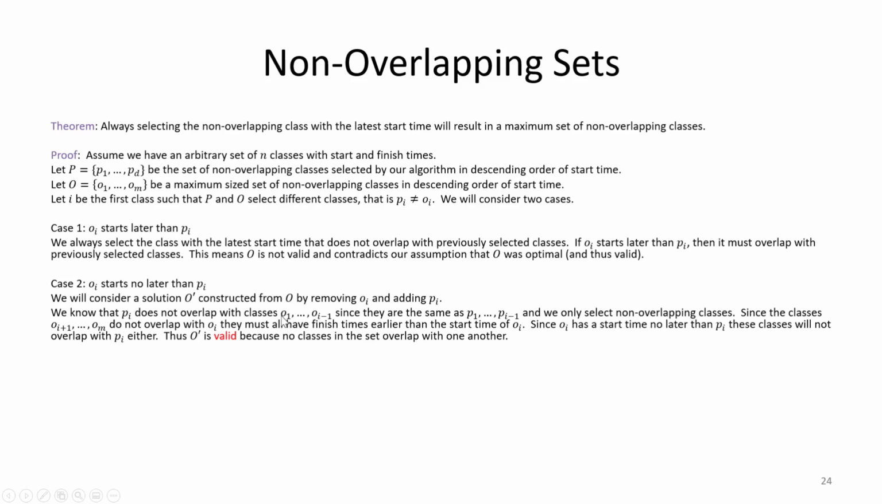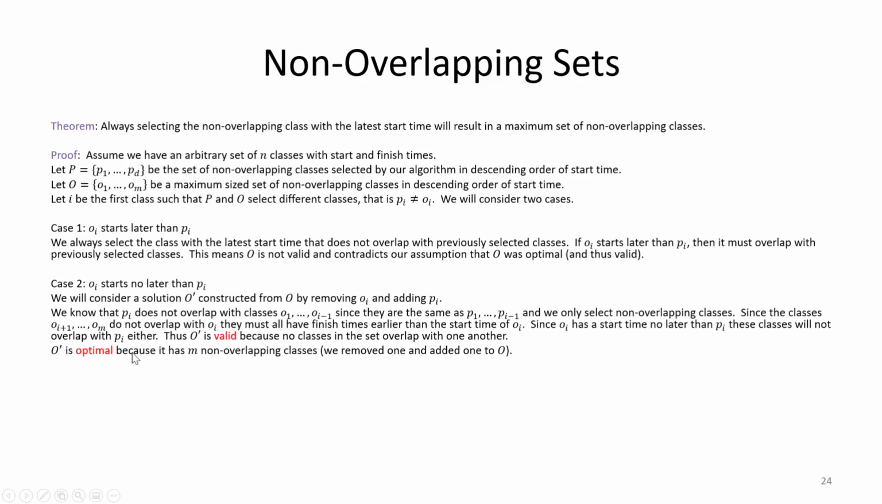So we've now argued that the ones that came before were compatible, the ones that came after were compatible. So PI must be compatible. So in this case, we are valid. If we're valid, because no sets overlap with one another, then on to the next one.